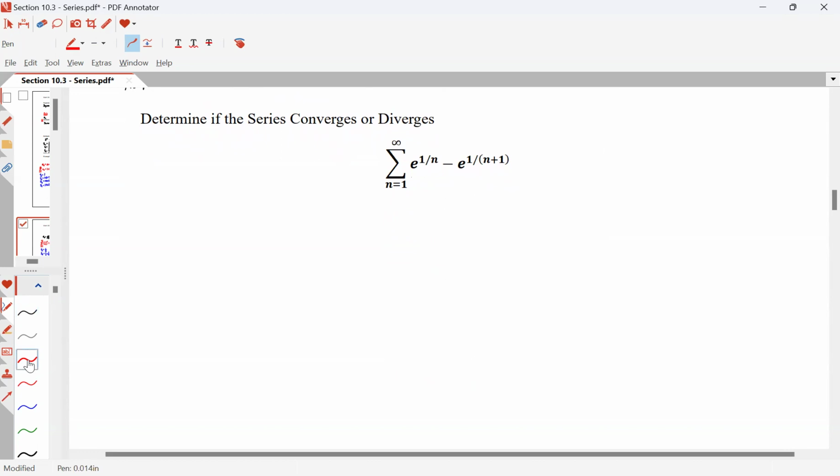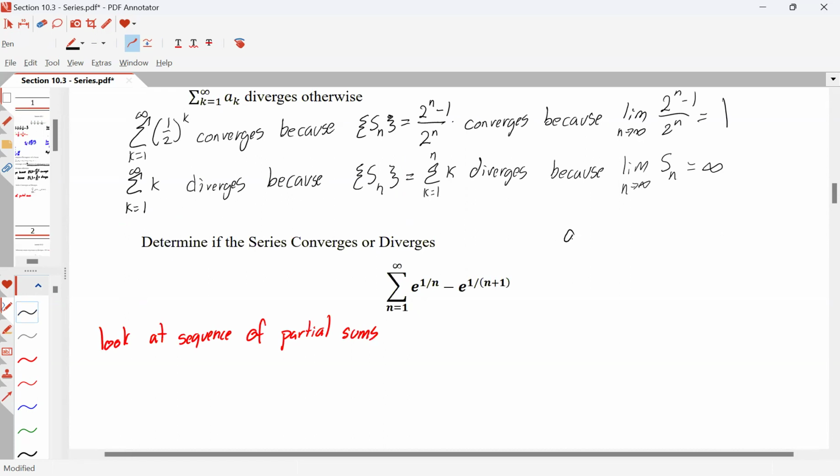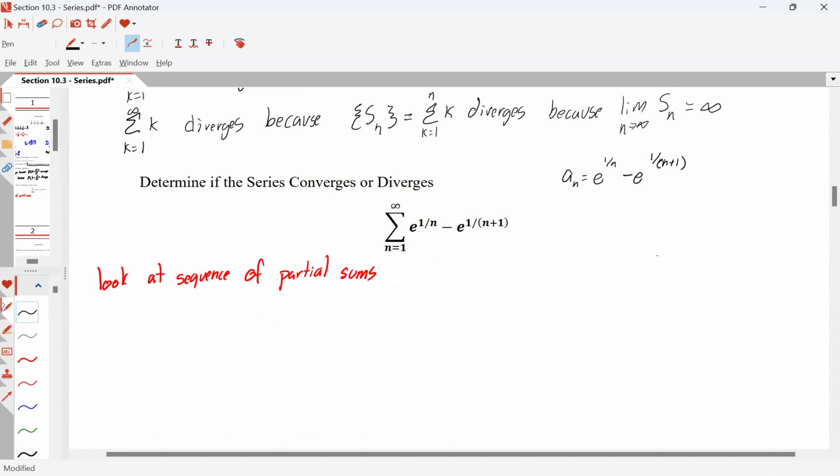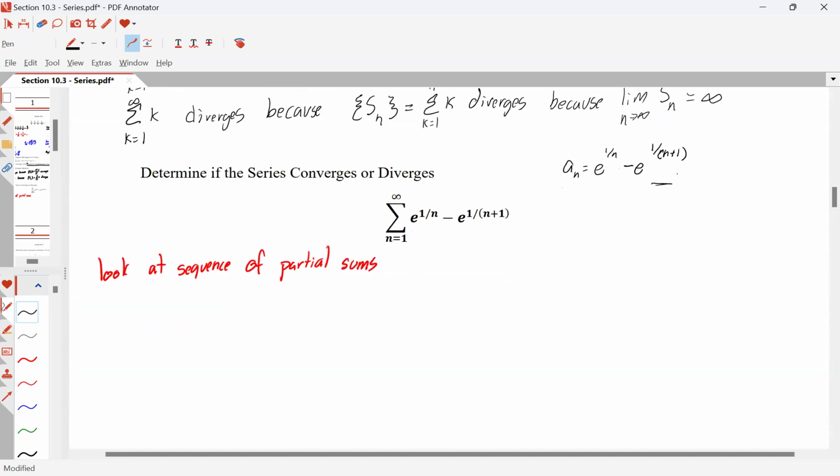So, looking at the sequence of partial sums. Our sequence itself, just the sequence, is a sub n equal to e to the 1 over n minus e to the 1 over n plus 1. That is the sequence. The sequence of partial sums is taking this sequence and adding up the first few terms.